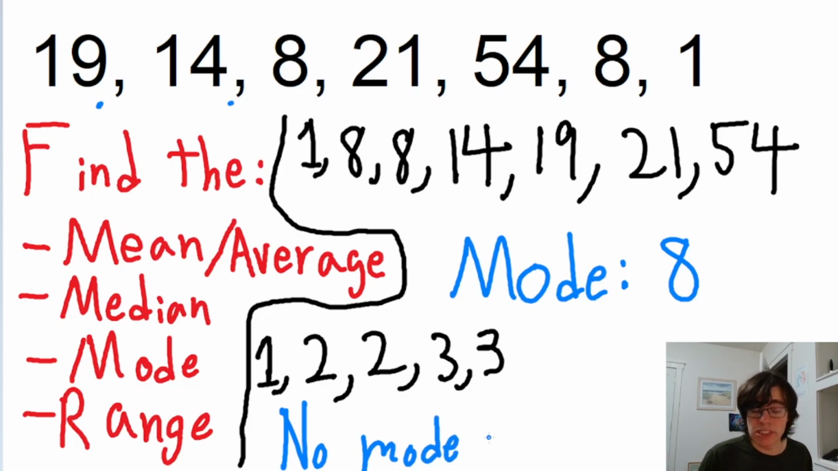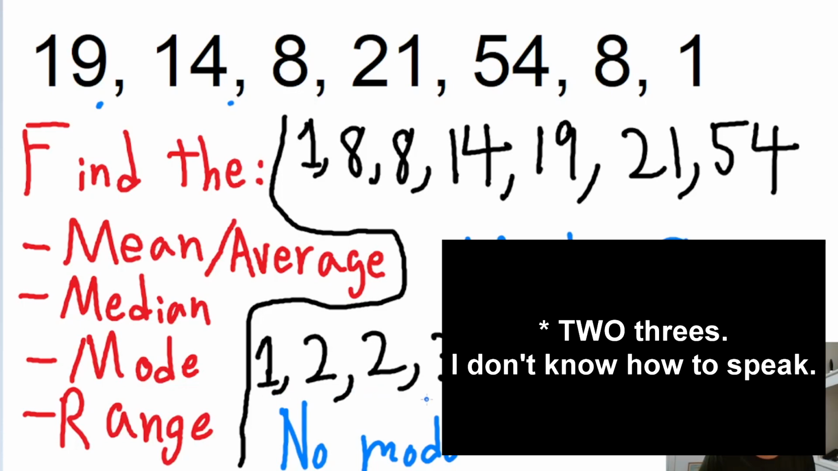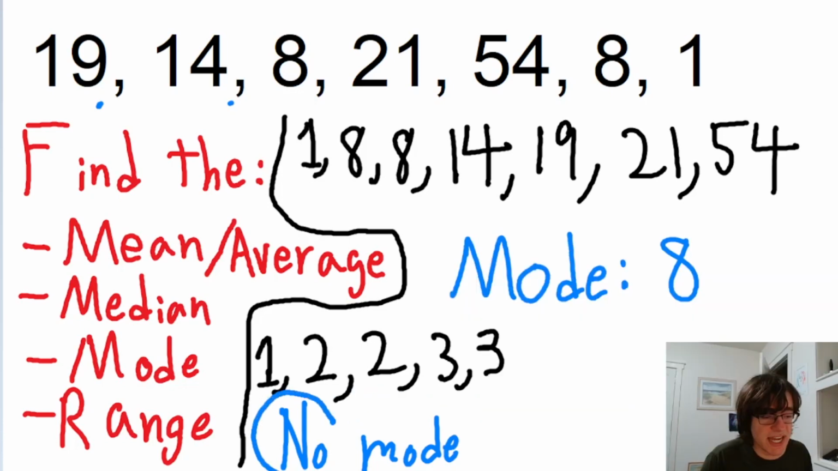Similarly, if there are multiple numbers that show up more than the others, but there's still a tie, for example, in this case, where we have one 1, but two 2s and three 3s, then we still say that there is no mode, because there isn't one singular element that appears more than all the others.